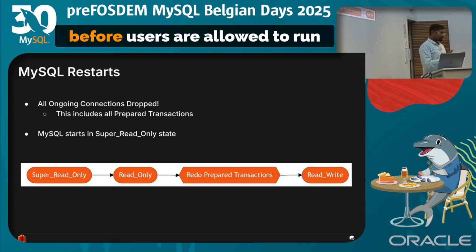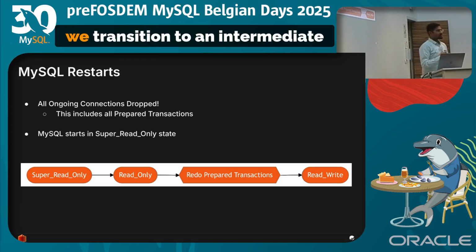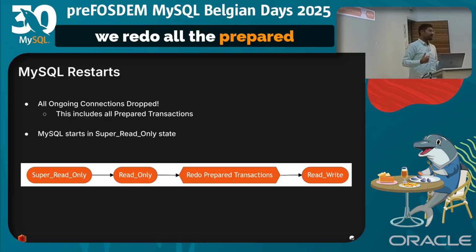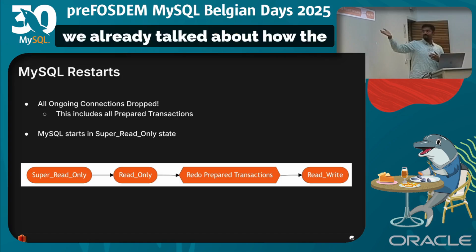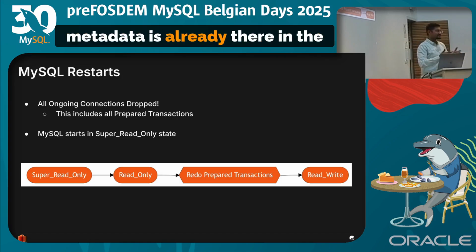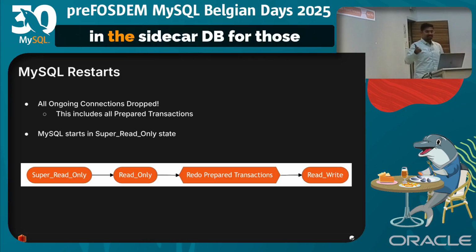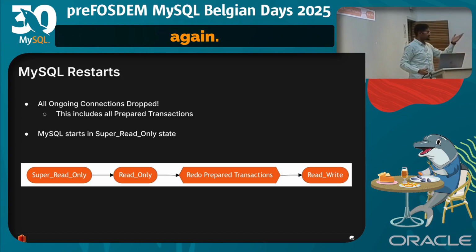Before users are allowed to run more writes to that MySQL instance, we transition to an intermediate read-only state, and within that read-only state, we redo all the prepared transactions using a DBA connection. We already talked about how the metadata is already there because we're using semi-sync. So you already have the metadata in the sidecar DB for those prepared transactions, and you redo them again, you open those transactions again.